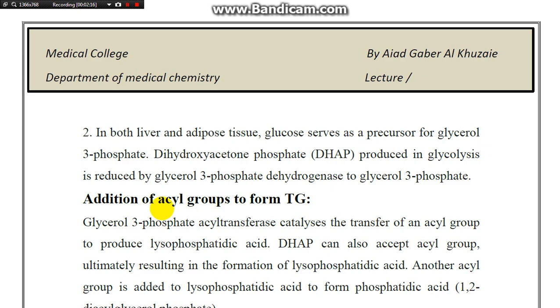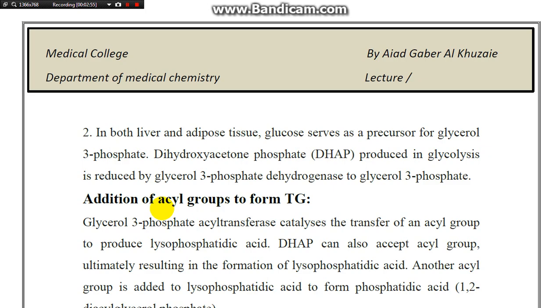In both liver and adipose tissue, glucose serves as the precursor for the glycerol 3-phosphate. Dihydroxyacetone phosphate produced in glycolysis is reduced by the glycerol 3-phosphate dehydrogenase to glycerol 3-phosphate. This is the second source of glycerol 3-phosphate, and it serves as the source for the synthesis of the TG.